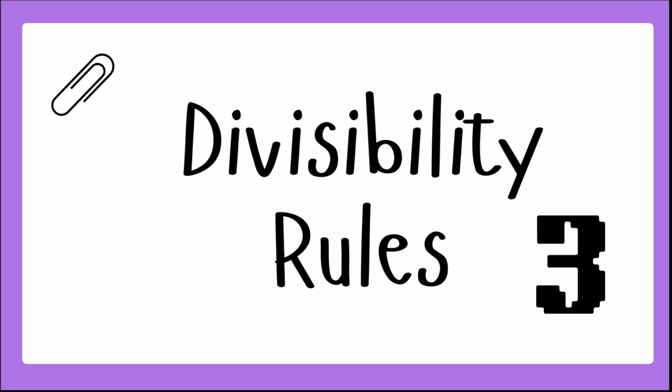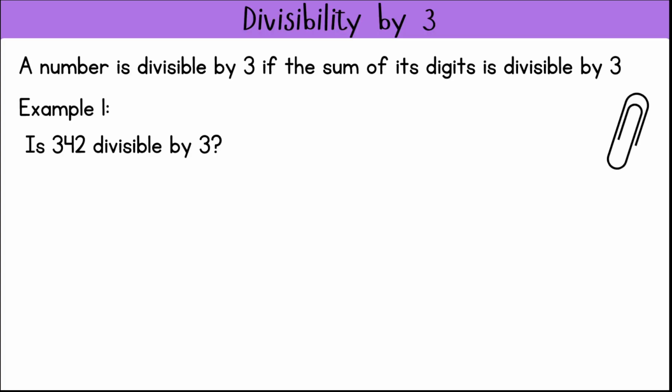We're still on divisibility rules, but this time let's look at the divisibility rule for 3. A number is divisible by 3 if the sum of its digits is divisible by 3. So that means if a number is given to you and you're asked to know if that number is divisible by 3, all you have to do is add the digits, and if the sum is divisible by 3, then that number is divisible by 3.